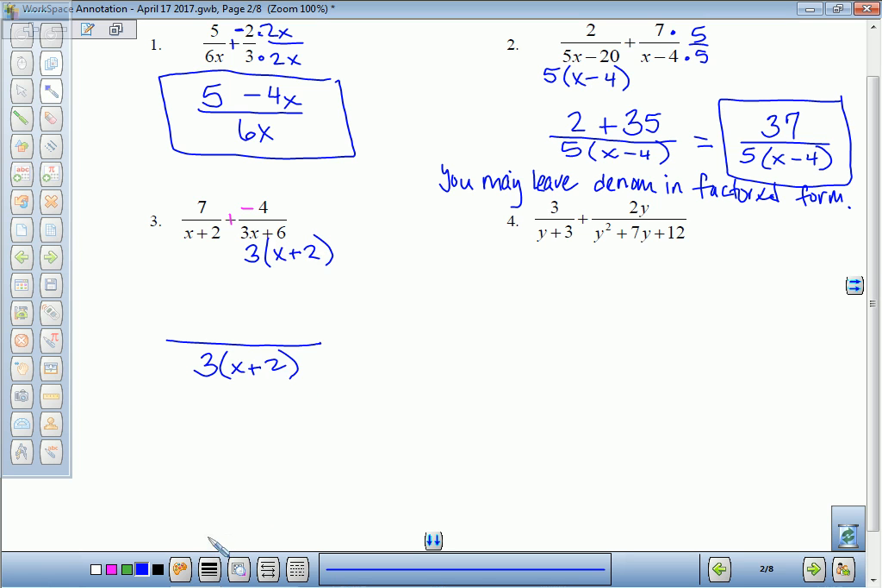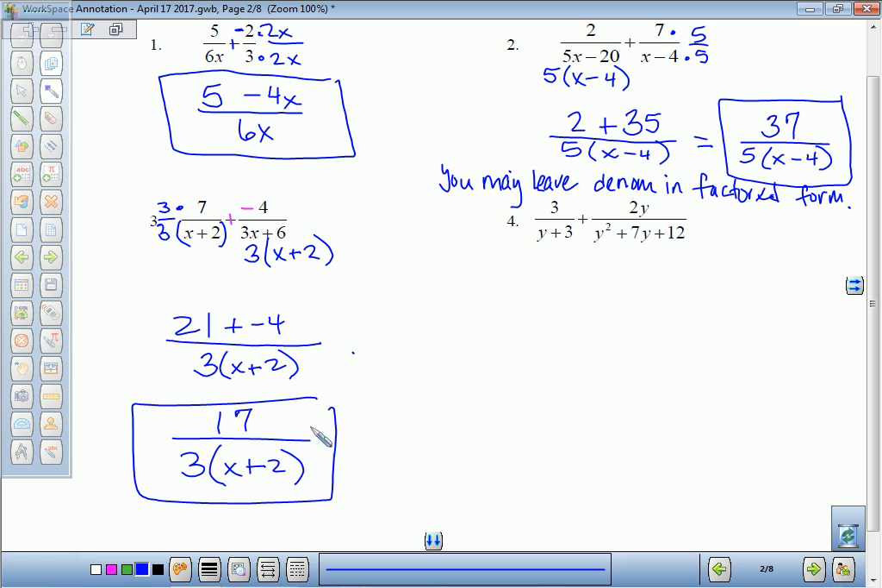So the first fraction just gets multiplied times 3 over 3. So that makes 21 plus a negative 4, which is 17. And once again, this one does not simplify. Once we find that sum, the 3 and the 17 do not reduce. So we're done.